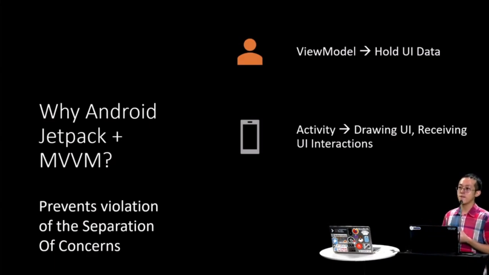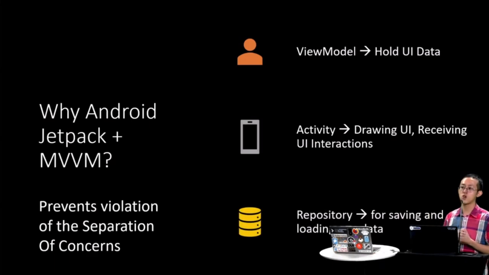And next, the activity is typically very long already. You're going to draw the UI, the widgets, the buttons, whatever. And you have UI interactions like button presses, and taps like in 3D AR. These are all UI interactions, and this also takes up code. So imagine your data and your activity merged together. It's going to be very chaotic. And lastly, you have something called a repository.